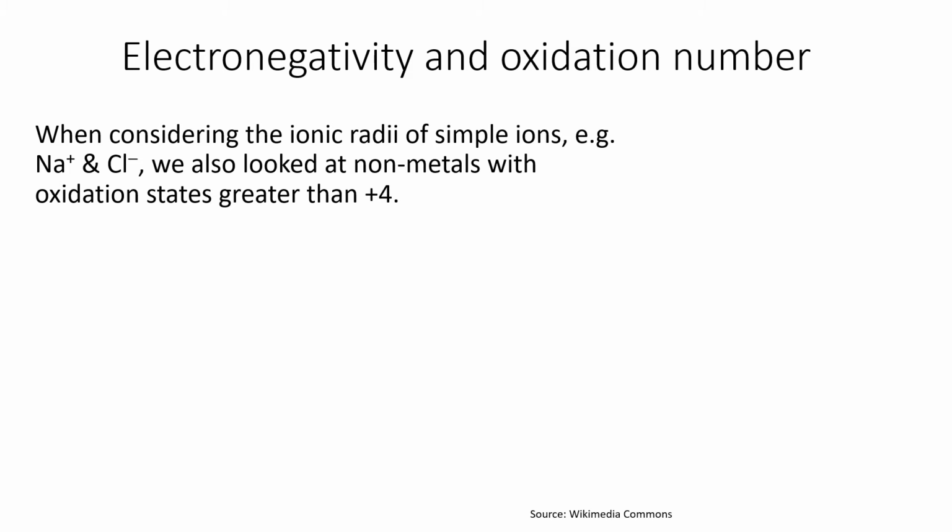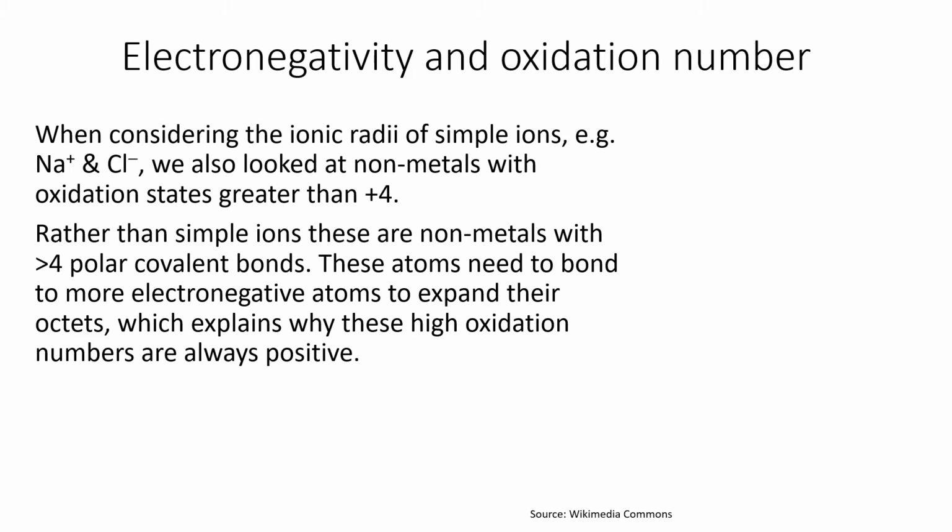So looking now at oxidation numbers greater than 4. We said back then that when we looked at ionic radii with these very high positive values, +5, +6, +7, these weren't really simple ions. Actually, these atoms were involved in polar covalent bonds. And of course, we've just been talking about polar covalent bonds. So a couple of things to say about this.